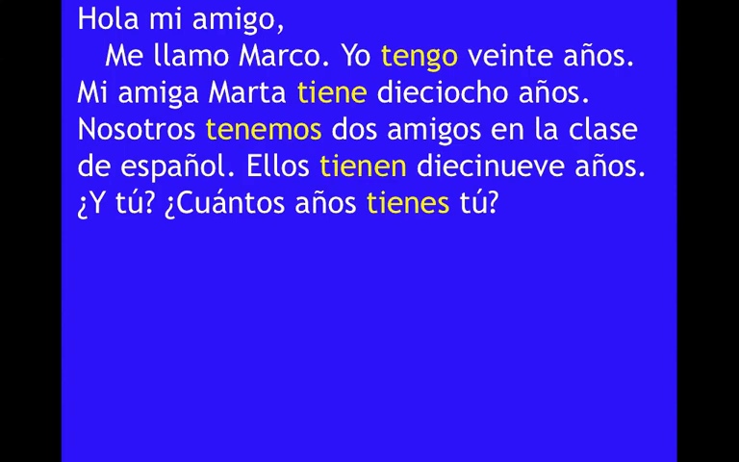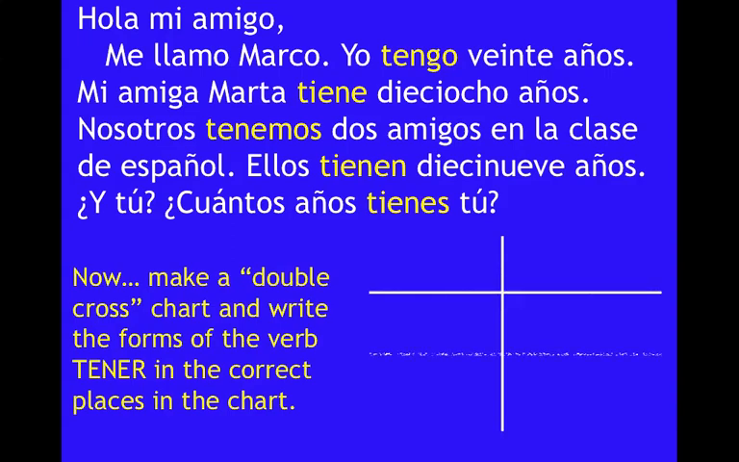So we're going to do something a little bit different now. Of course, the verb tener has different forms, like the verb ser. If you remember the verb ser, yo soy, tú eres, él, ella, usted es, nosotros somos, vosotros sois, ellos, ustedes son. How many forms were there of the verb ser? 6. So how many do you think you're going to find of the verb tener? 6.